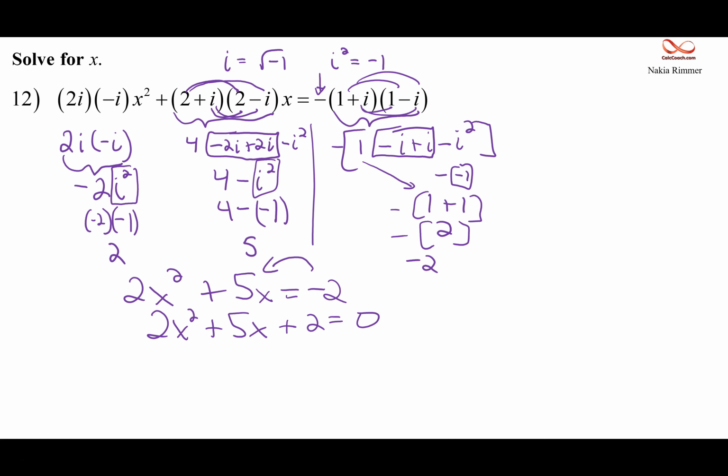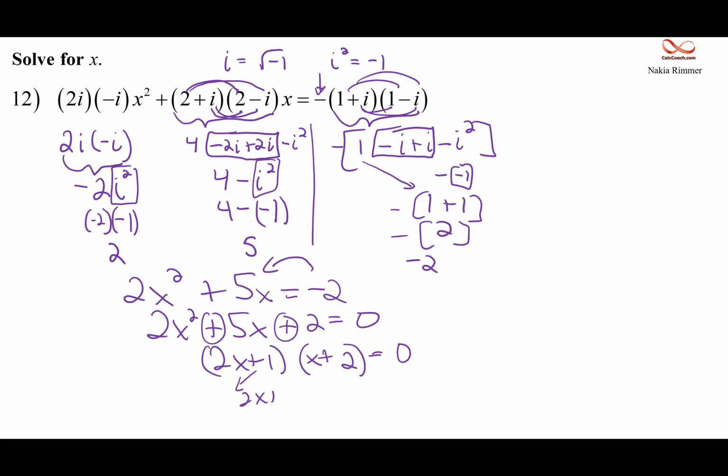We'll have 2x and x. The signs are the same. They're both positive. If we put the 2 here and the 1 here, I think that gives us what we need. B squared minus 4ac should be a perfect square when it's factorable. Yeah, 25 minus 16 is a 9. Okay, great.